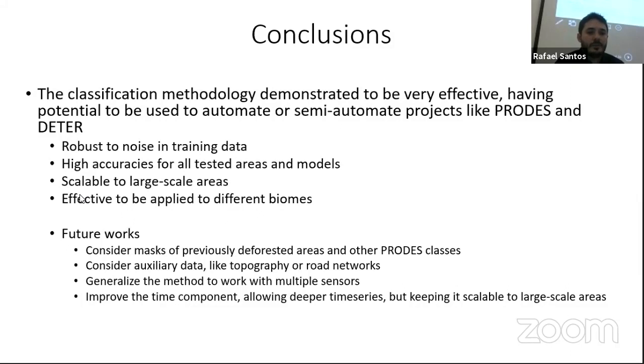And for future works, we consider that maybe trying to include the masks as previous knowledge to the models could be a good improvement. Considering auxiliary data like topography, roads, or things like that, and generalizing the method to work with multiple sensors also, improving then the temporal resolution of the maps being produced. And also, we aim to improve the time component, allowing deeper time series, but also keeping the method scalable for such large areas.